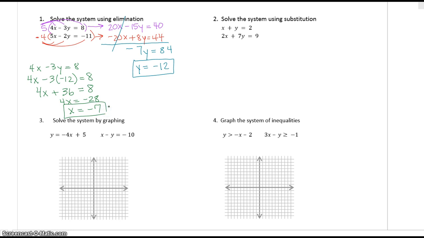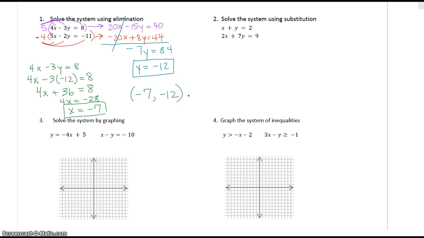You have now solved this system by elimination. You have the value of x and you have the value of y. You can actually write the answer as an ordered pair, x, y. So negative 7, negative 12.